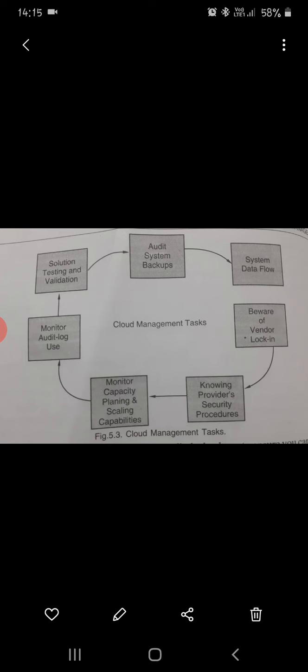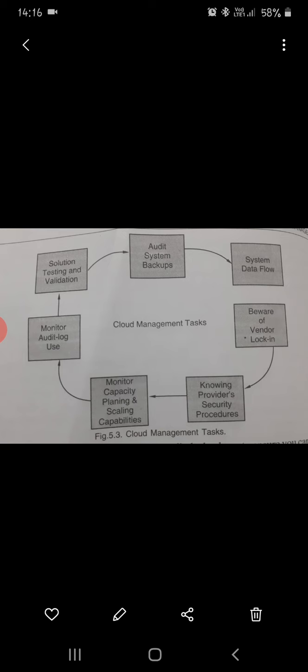Third is to beware of vendor lock-in. The manager must know the procedure to exit from the service of the particular cloud provider. There must exist a procedure enabling the manager to export the company's data to a file and import it to another provider. There is no lock-in situation. Provider should be changeable according to the need of the consumer. If the consumer is not satisfied with the particular provider, it can switch to another provider. There is no lock-in situation.